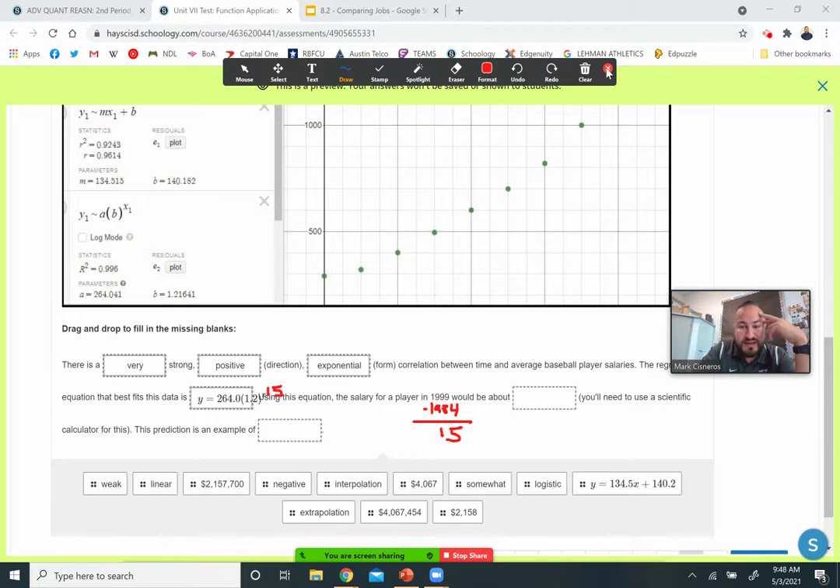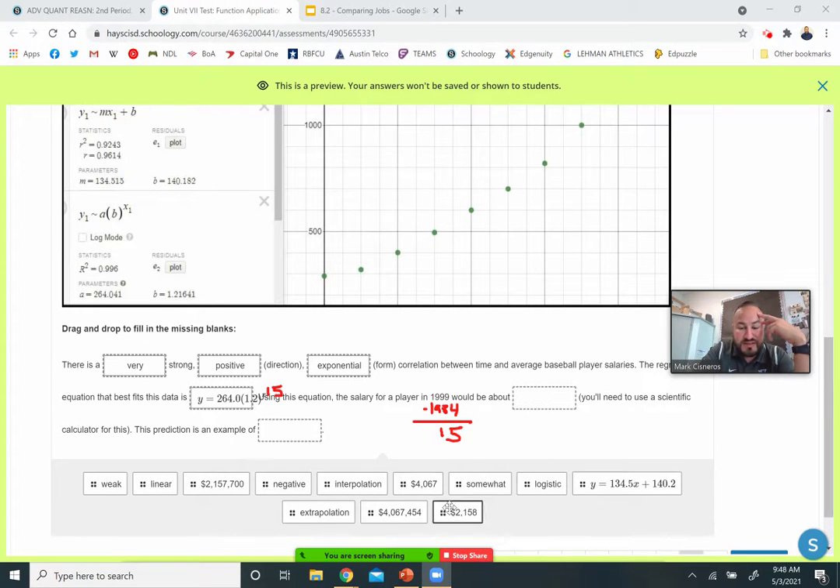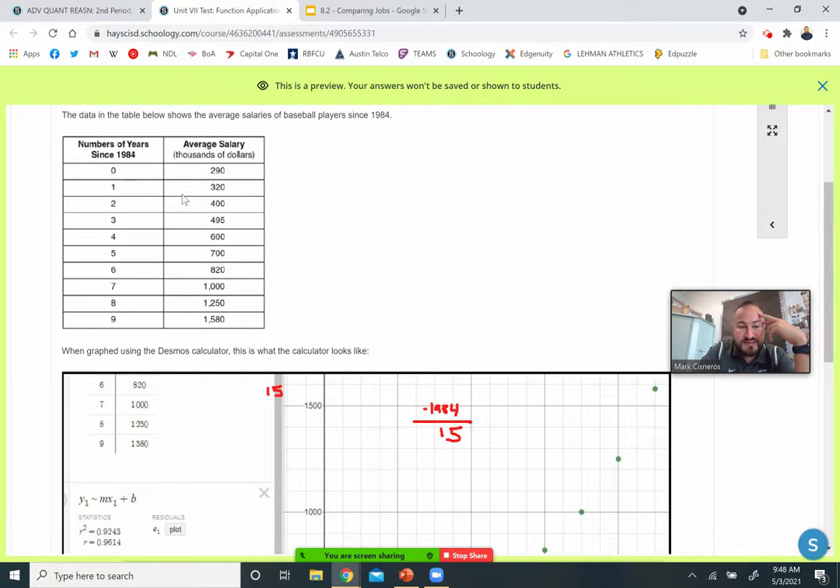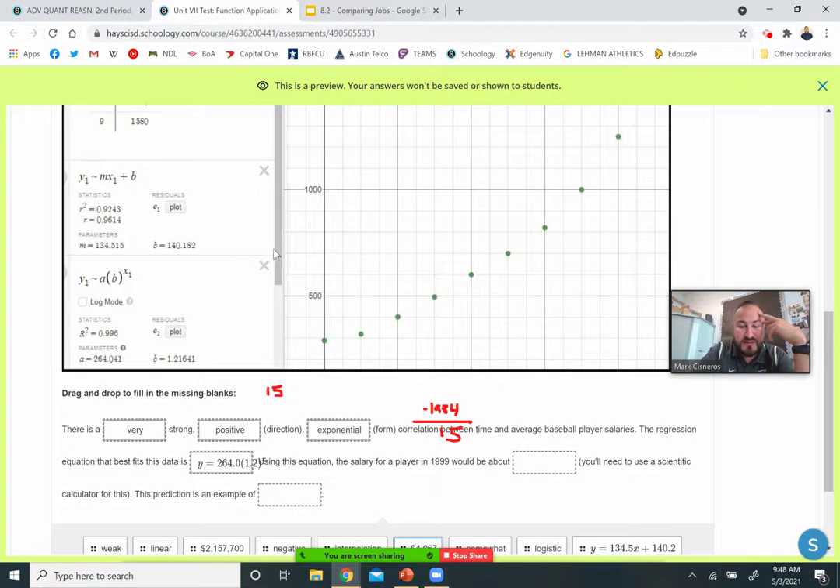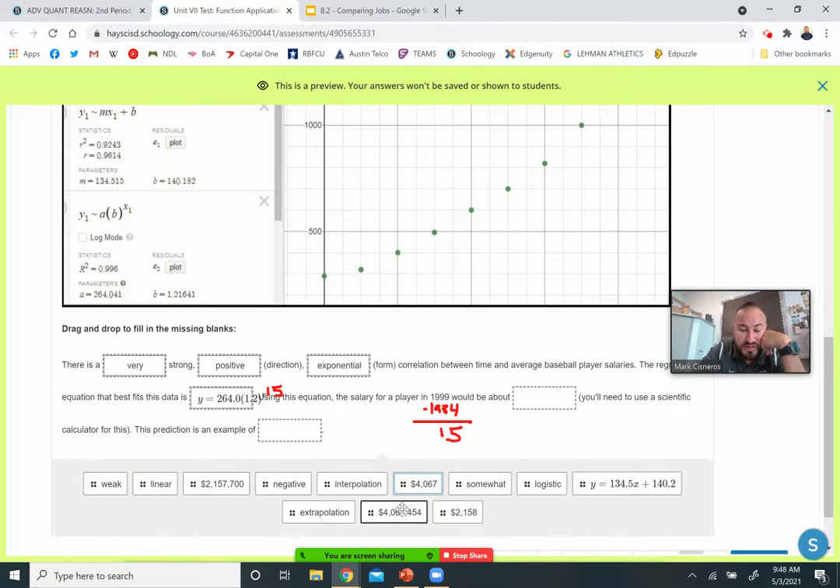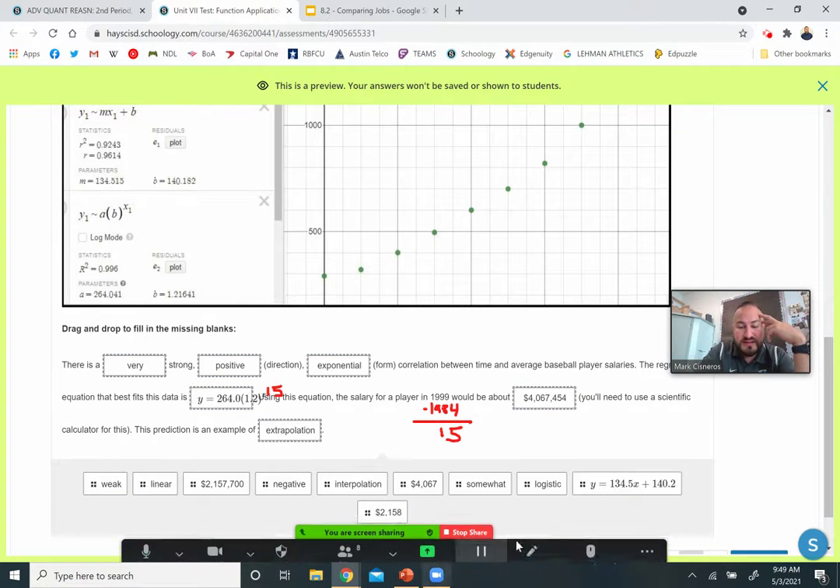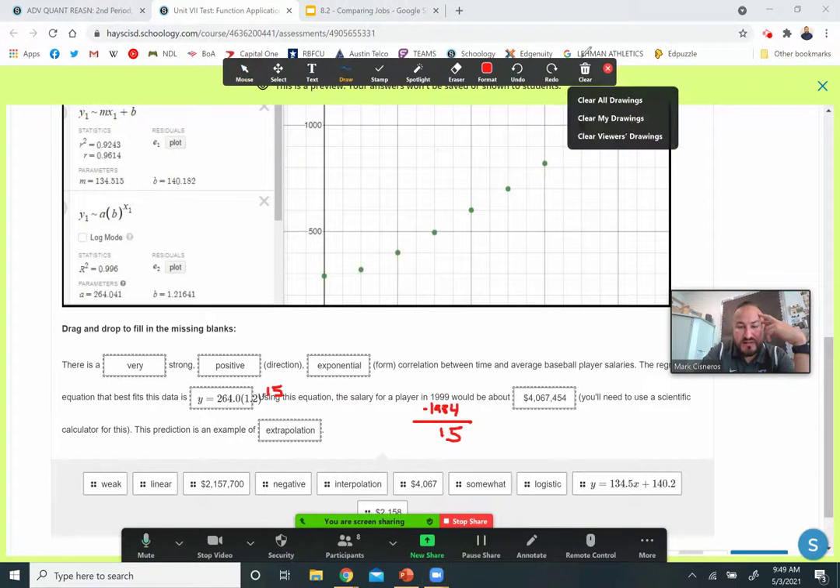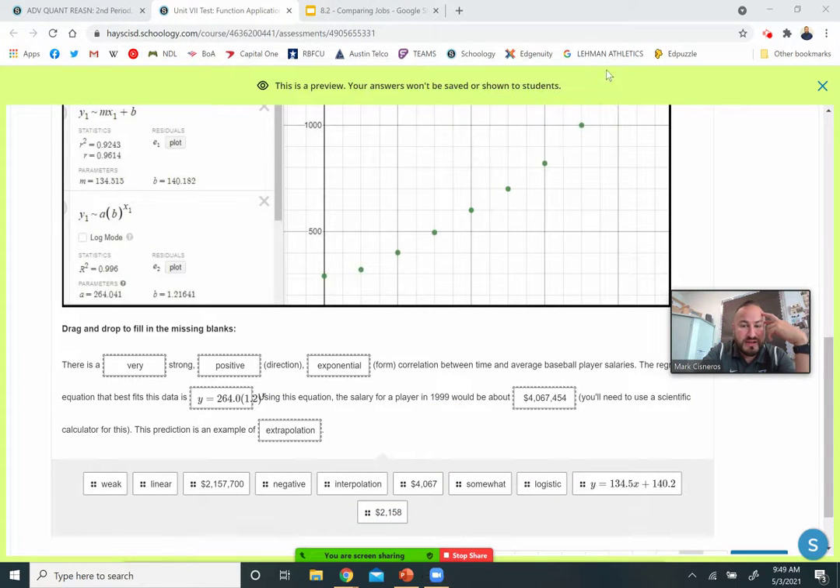When you plug that in, you actually get this number, 4,067, but this isn't thousands of dollars, so you have to multiply it by 1,000 to get the correct answer here. Obviously, $4,067 doesn't make any sense for the salary of a baseball player. $4 million is a little bit more like it. This prediction is an example of extrapolation, because it is a prediction outside of our data. It's beyond all the data that we have.